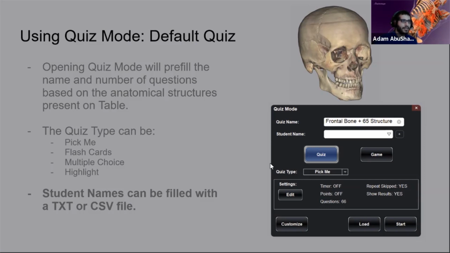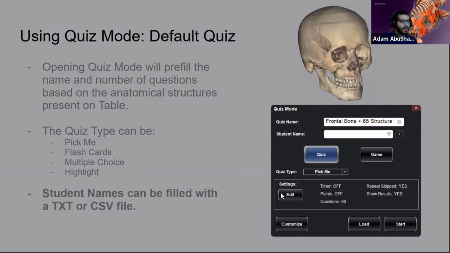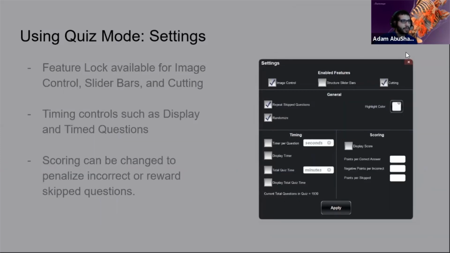You can edit the quiz in some of the settings option in this window here. If you click edit, this menu will pop up. And here you have some customizability as well, where you are able to use certain features. There's a mini feature lock available. You could allow the student to have image control, use the structure slider bars, or cutting. Whatever you check is whatever they can do.